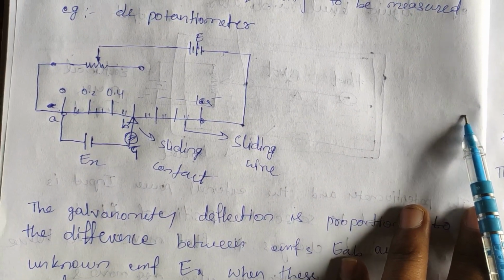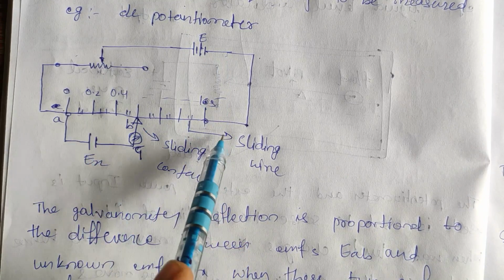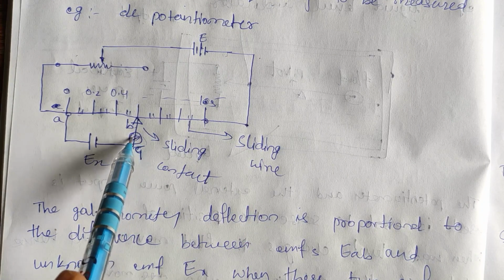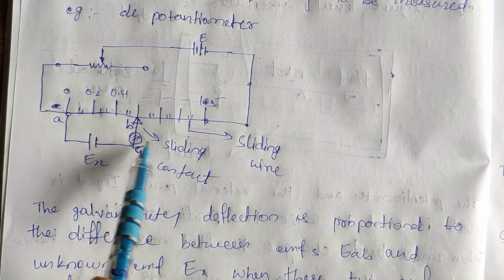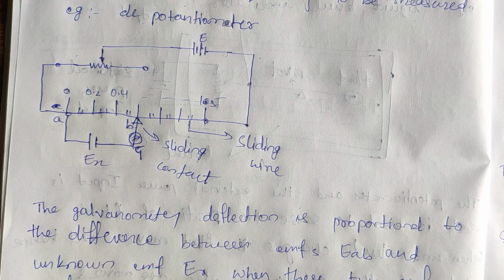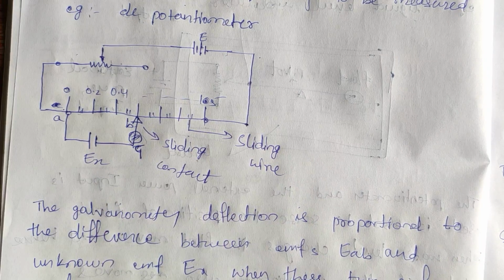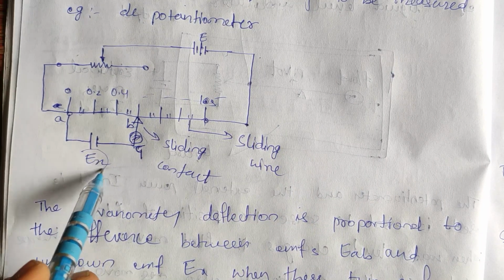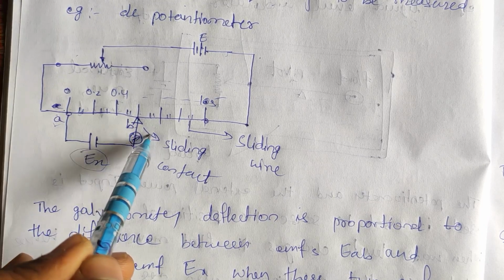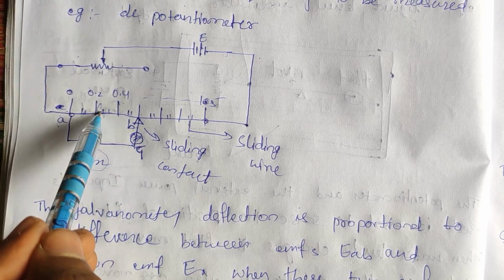So this is the block diagram. This is the EMF source and this is the unknown EMF, and this is the sliding contact, and this is the galvanometer. Without deflecting this galvanometer, meaning there is no movement of the needle, at that time we are going to get readings. Here the galvanometer deflection is proportional to the difference between the EMFs. See here, this is the unknown EMF and this is the known EMF, A to B. So the deflection depends on the difference between this EMF and this EMF.